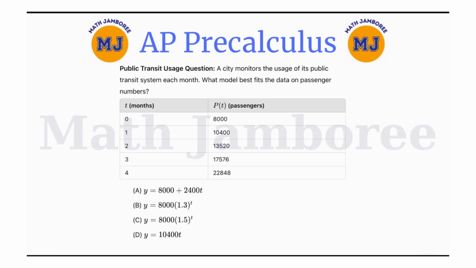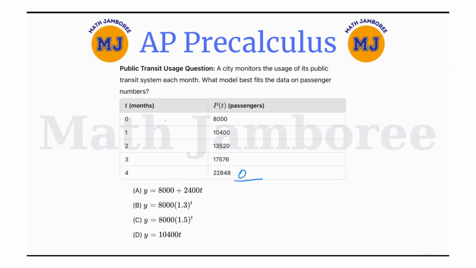T is months 0 through 4, and P of T is the passengers, starting from 8,000 till 22,848, is given. So the best strategy to solve this kind of question is just substituting the given values for the T in the function.